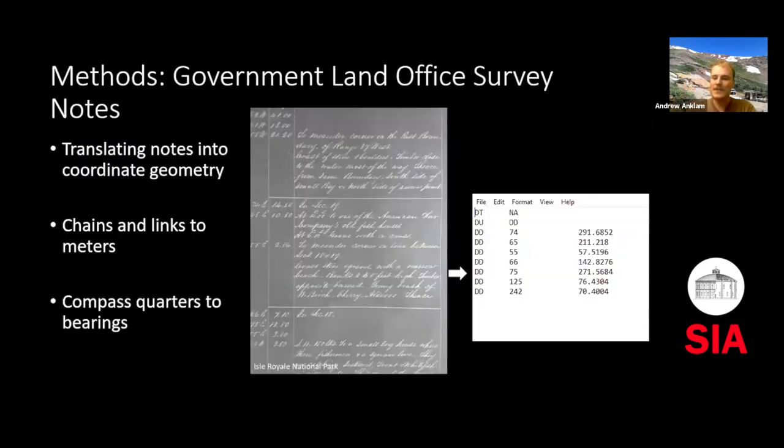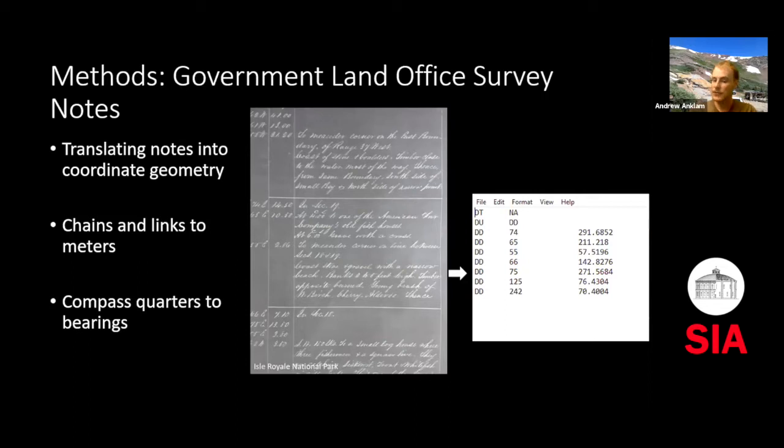Because these structures that Ives noted have measurements associated with them, they can be translated and mapped to produce coordinates that can be entered into a GPS unit. The first step in this process is converting the measurements from chains, where one chain equals 66 feet, and links, where there are 100 links in a chain, into meters, and then converting the compass quadrants into north azimuths.